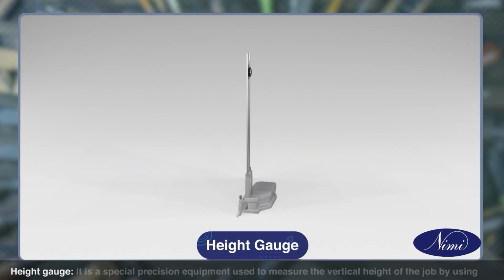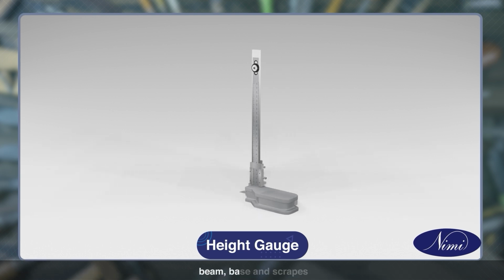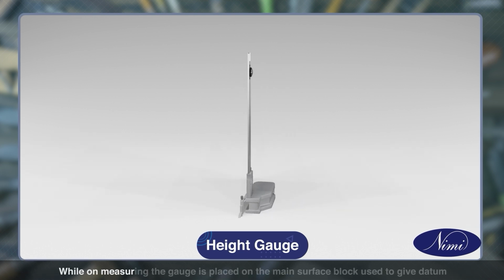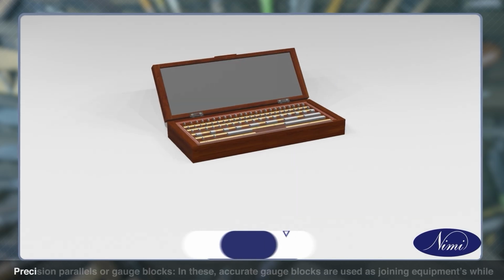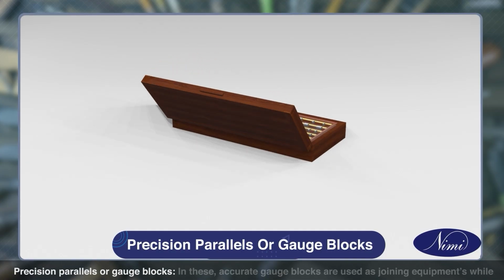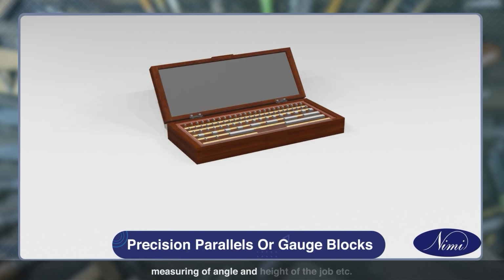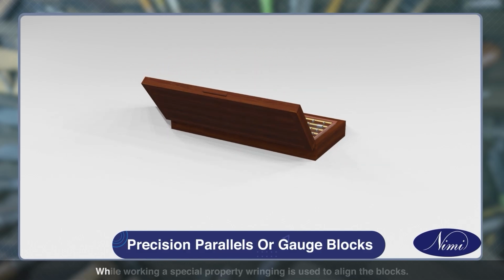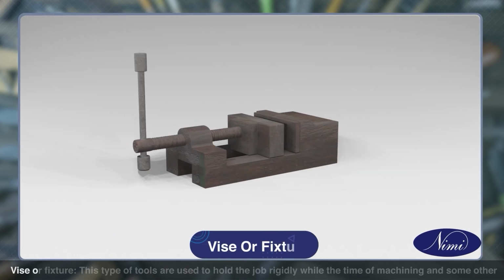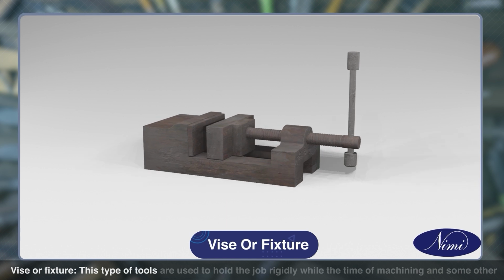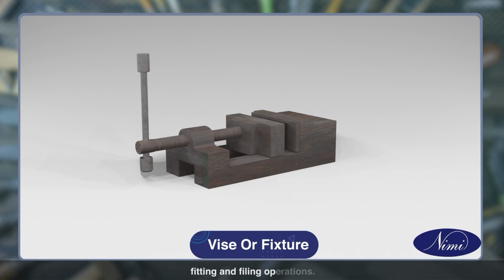Height gauge. It is a special precision equipment used to measure the vertical height of the job by using a beam, base and scriber. While measuring, the gauge is placed on the surface plate, which is used to give a datum to the base. Precision parallels or gauge blocks. Accurate gauge blocks are used as joining equipment while measuring angle and height of the job, etc. While working, a special property called ringing is used to align the blocks. Vise or fixture. These tools are used to hold the job rigidly at the time of machining and some other fitting and filing operations.